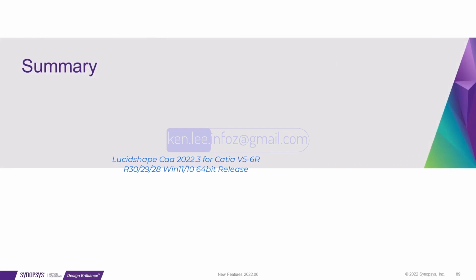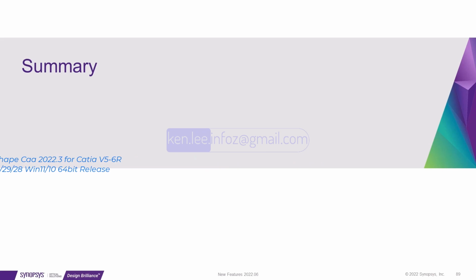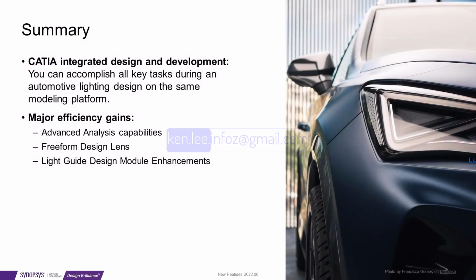It is time for the summary. The new release strengthens the Catia integrated design and development. You can accomplish all key tasks during an automotive lighting design on the same modeling platform. Major efficiency gains of the release are the advanced analysis capabilities, the freeform design lens, and the light guide design module enhancements.